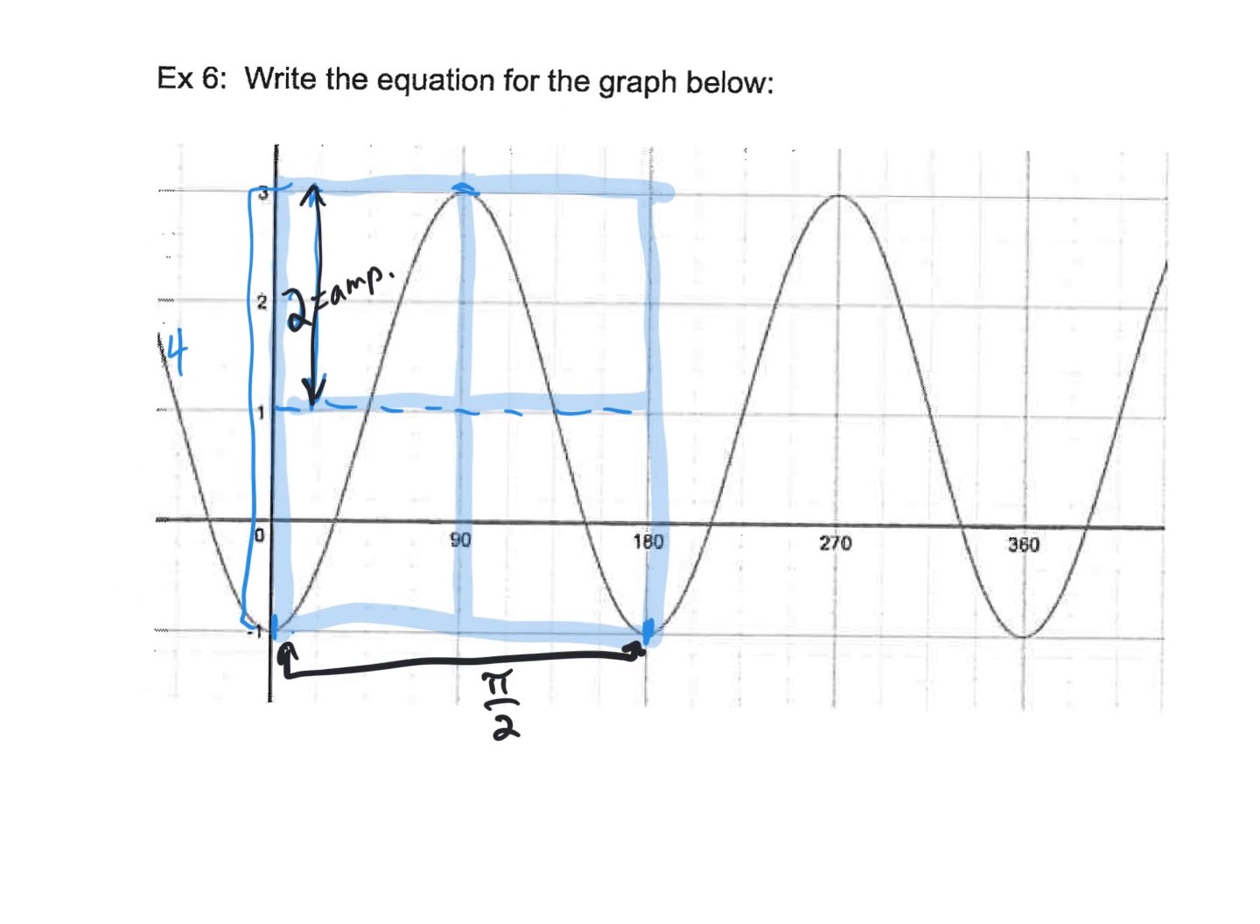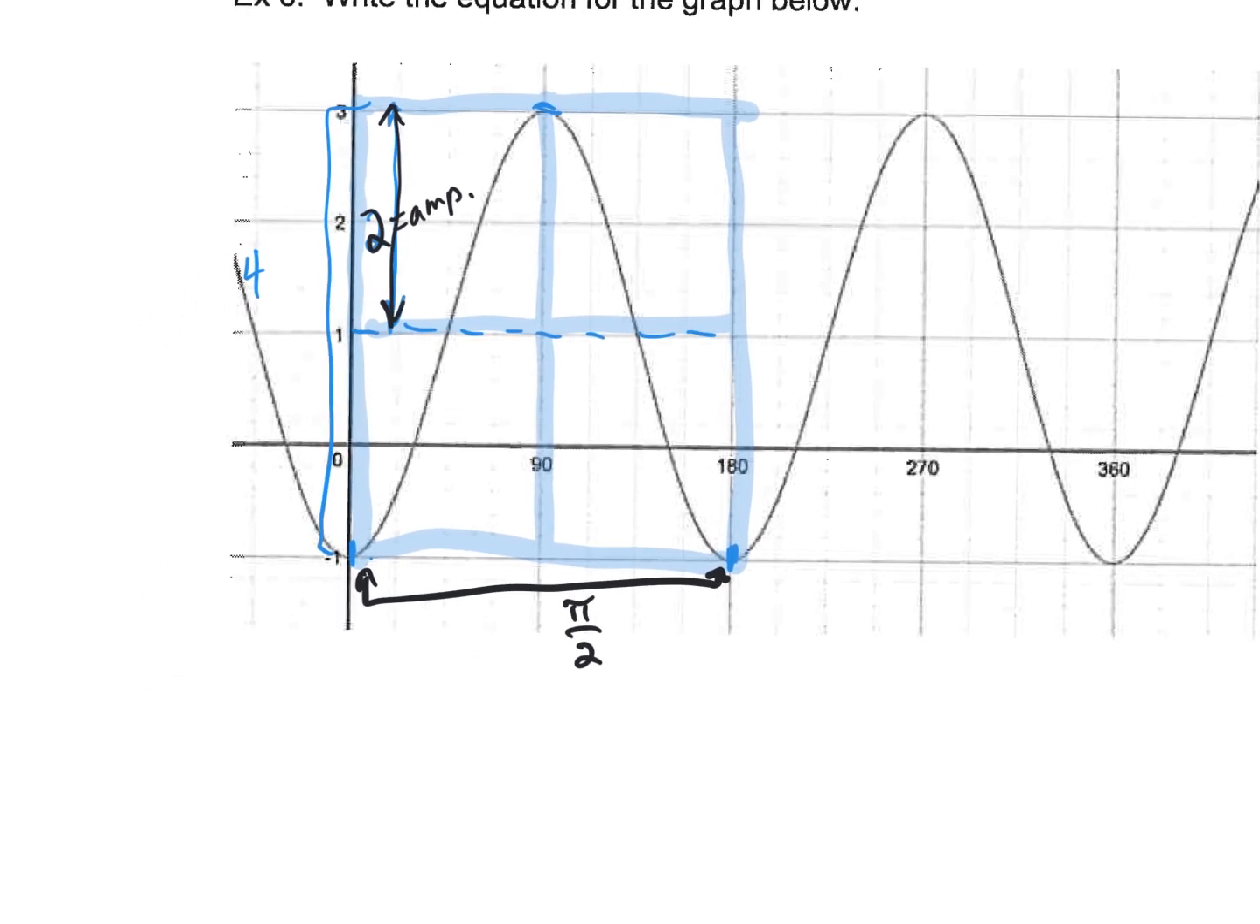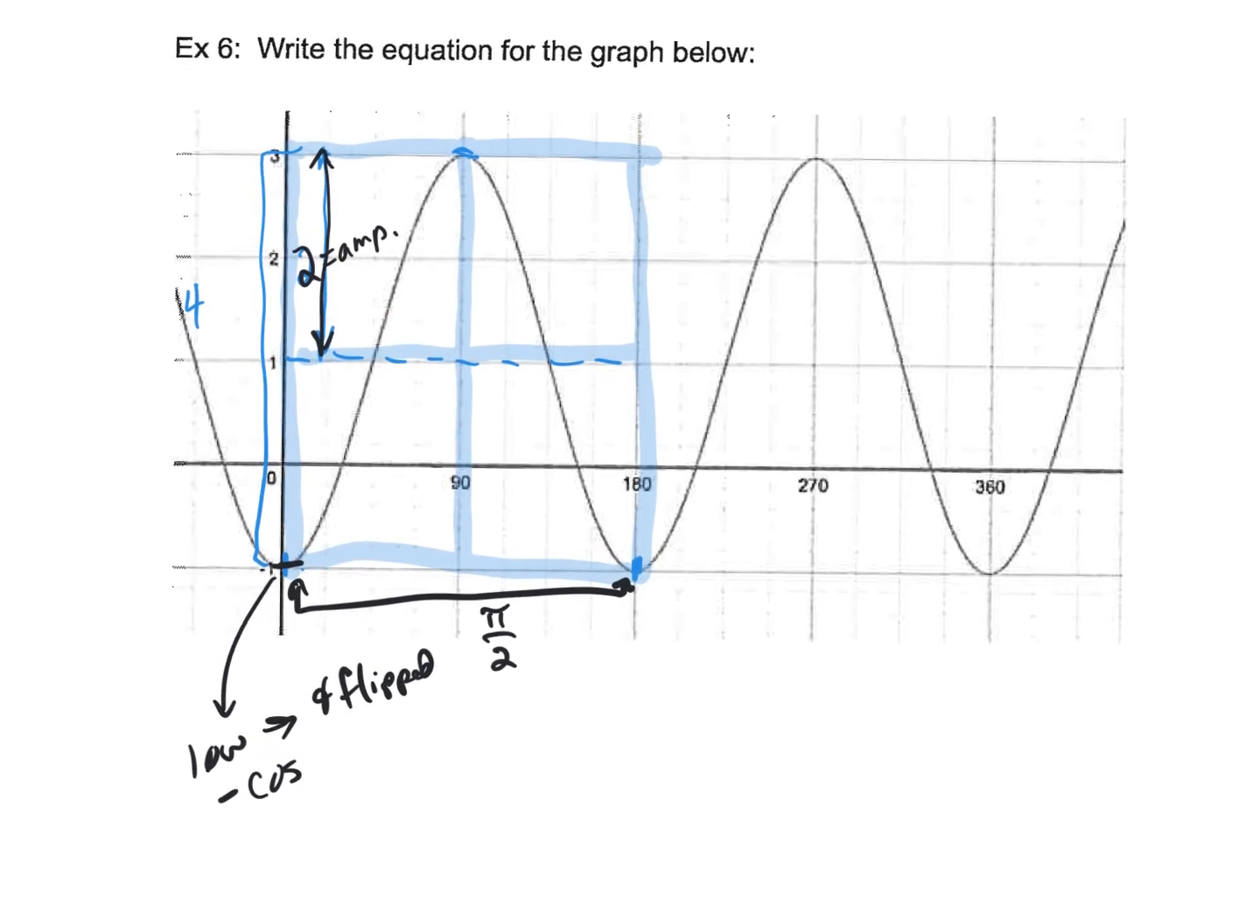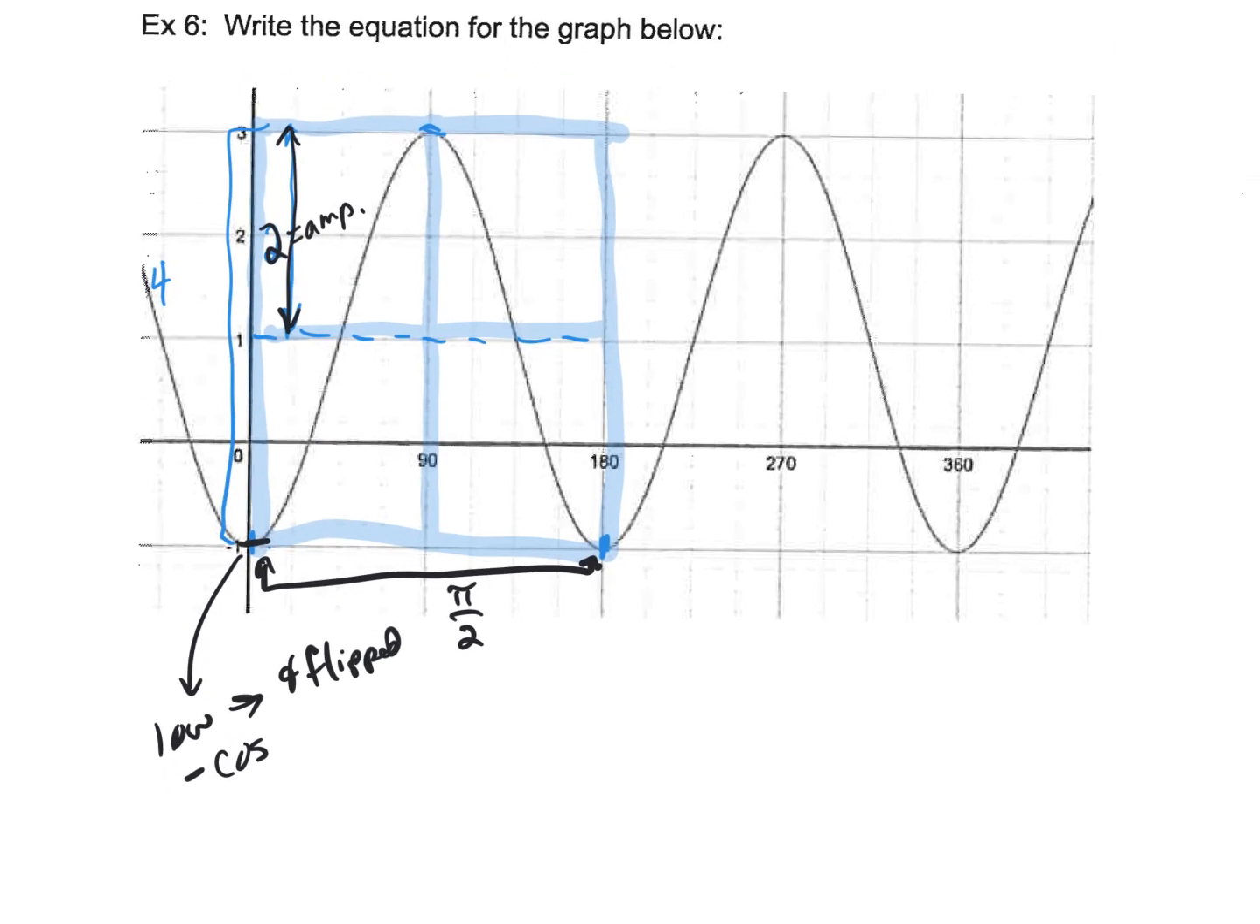Normally this starts where? Normally it's low, so it starts low. So that tells me it's going to be cosine. As a matter of fact, it's flipped over, so it's low and flipped, right? So it's going to be negative cosine. So I know this is a negative cosine graph. We could do it that way. If you wanted to, normally it starts at high. You could actually have this go from high to high and have it phase shifted instead. So it doesn't matter either way, but we're going to do this one as negative cosine.